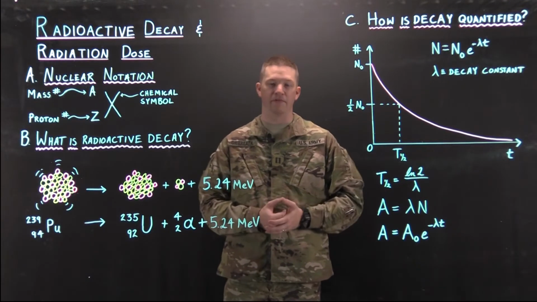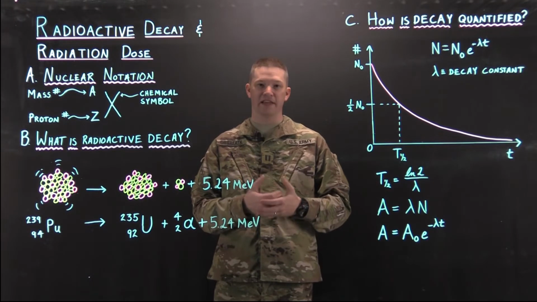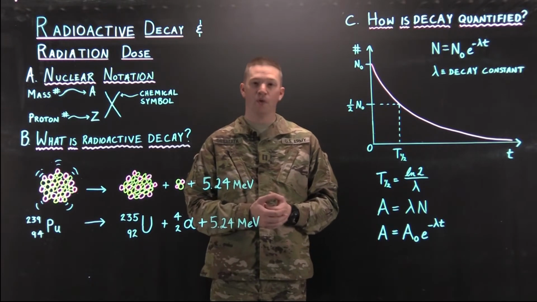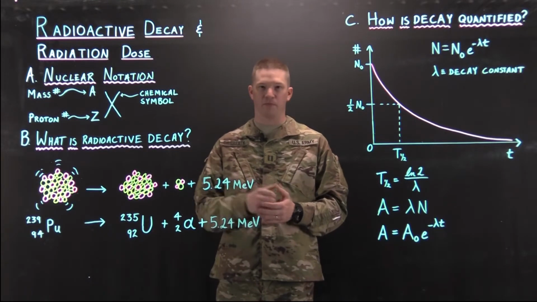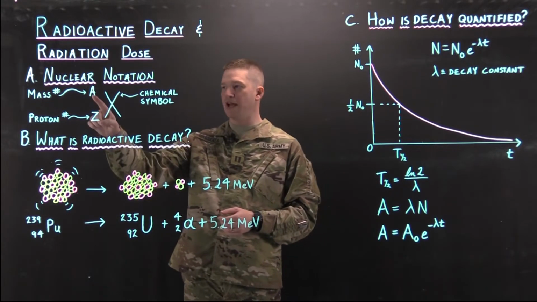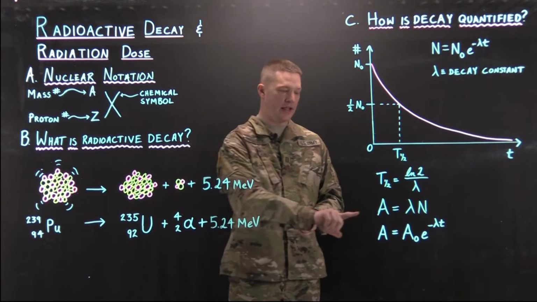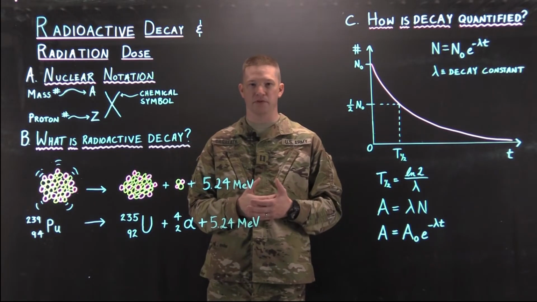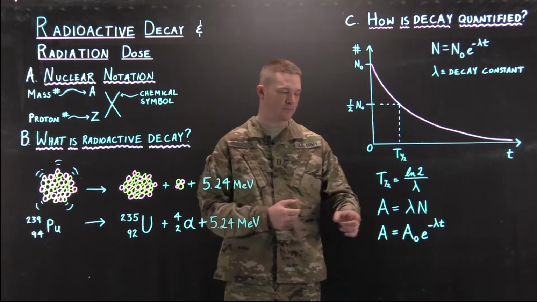Another interesting thing we might need to know about a radioactive substance, particularly if we have a decent amount of it, is how much activity or how much radiation is coming out of that substance at any one time. We can calculate that, and I do want to point out here we have 2 A's on the board. We have the mass or the nucleon number, and we have our A over here for activity. I encourage you to make sure your notation is correct and don't get those confused.